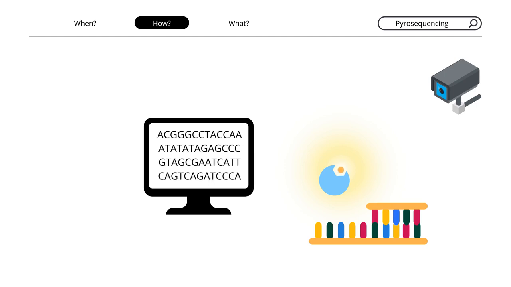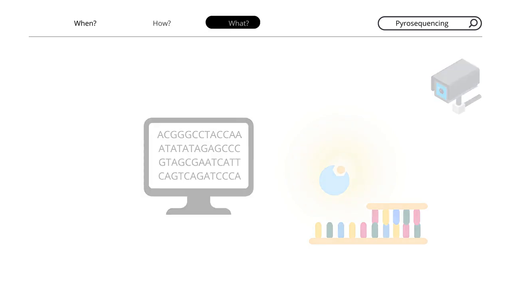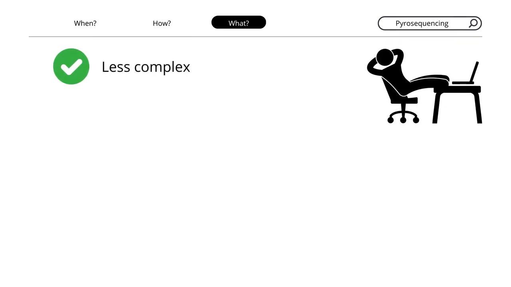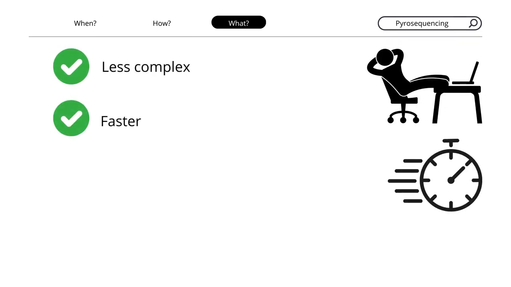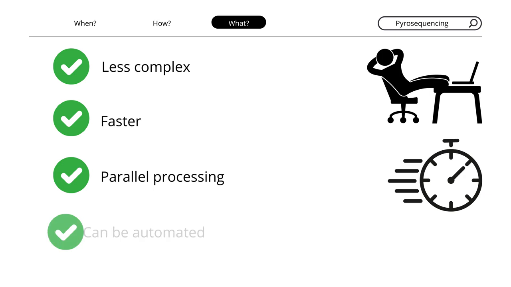While both pyrosequencing and Sanger sequencing accomplish the same thing, this method was able to do it in a less complex, faster way. And a huge bonus, this technique can process different DNA strands in parallel and can be automated. Imagine how much time a scientist could save.